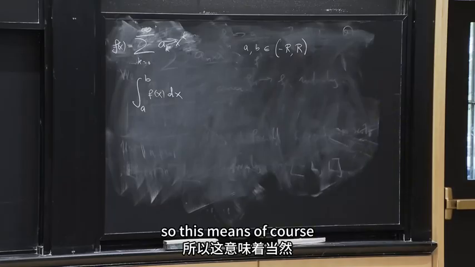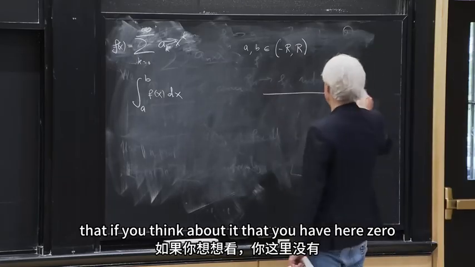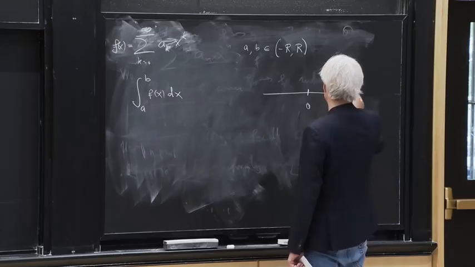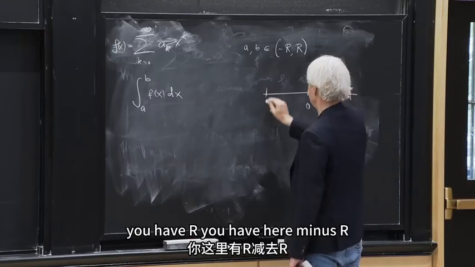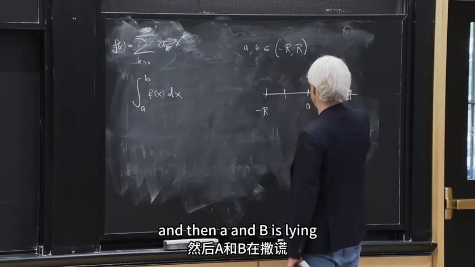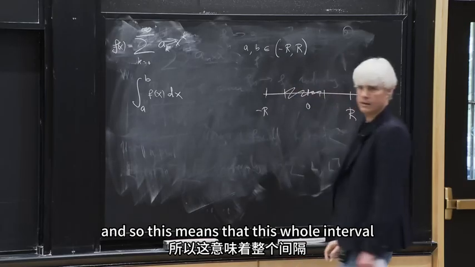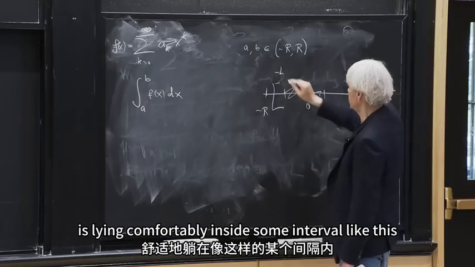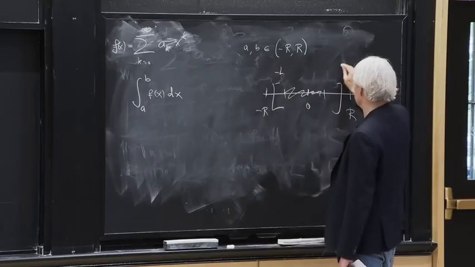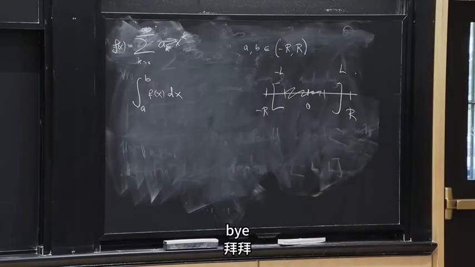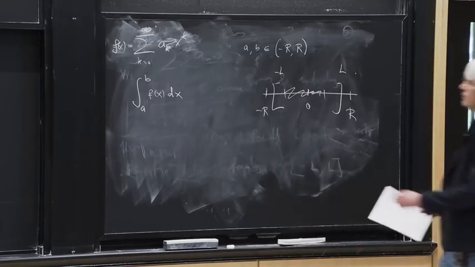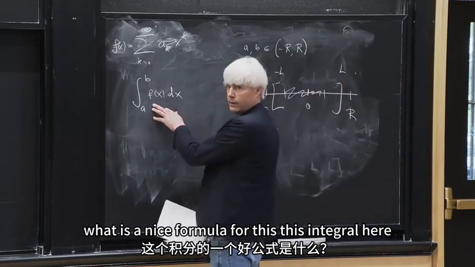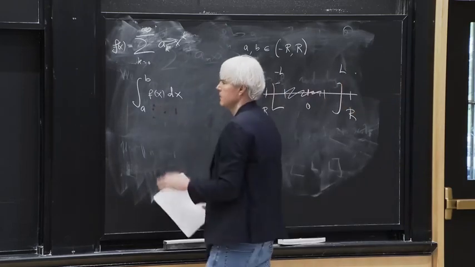So this means, of course, that if you think about it, you have here 0, you have r, you have here minus r, and then a and b are lying, and so this whole interval is lying comfortably inside some interval like this. Right? Okay, and I'm asking, what is a nice formula for this integral here?